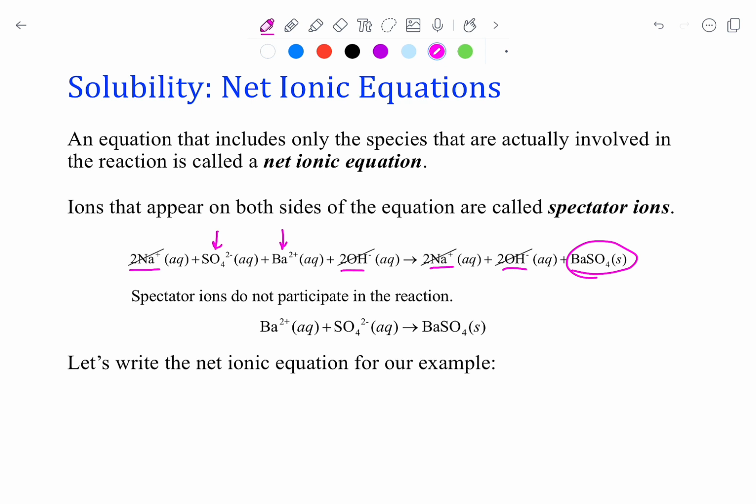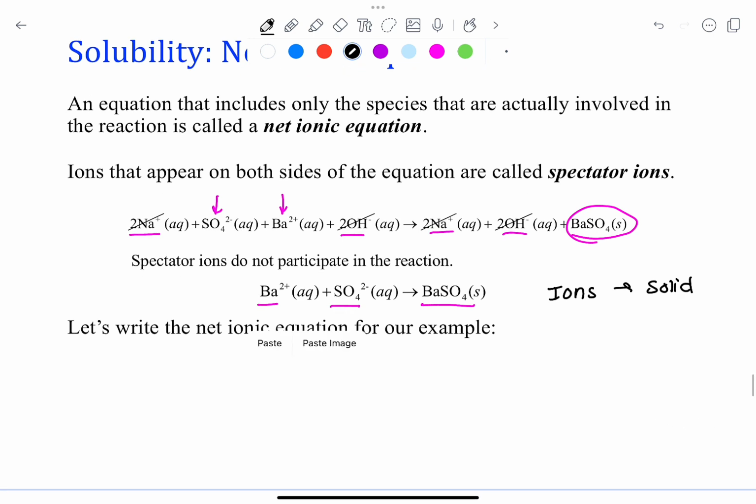Like in a football game, the spectators are on the sidelines cheering you on, but they're not actually playing in the game. The pieces that are playing in the game are the ones that are forming the precipitate. So we write our net ionic equation that shows only the ions that participate in the formation of the solid. Our net ionic equations always have the same setup where we have ions on one side and solid on the other. So let's write the net ionic equation for our example from previous.